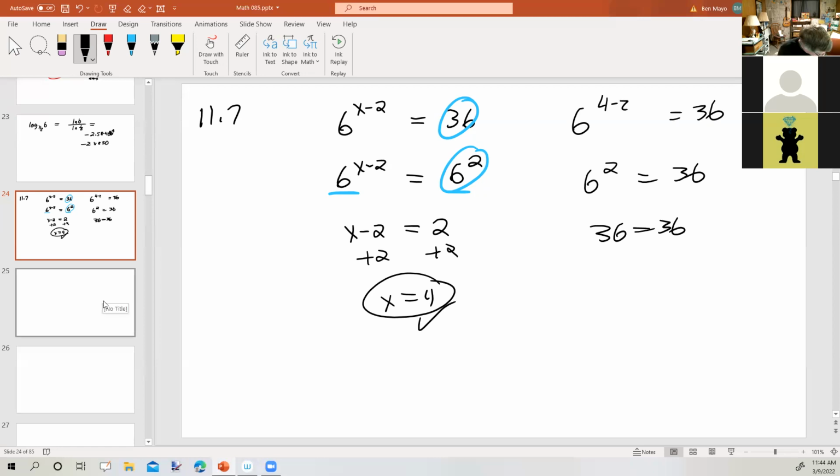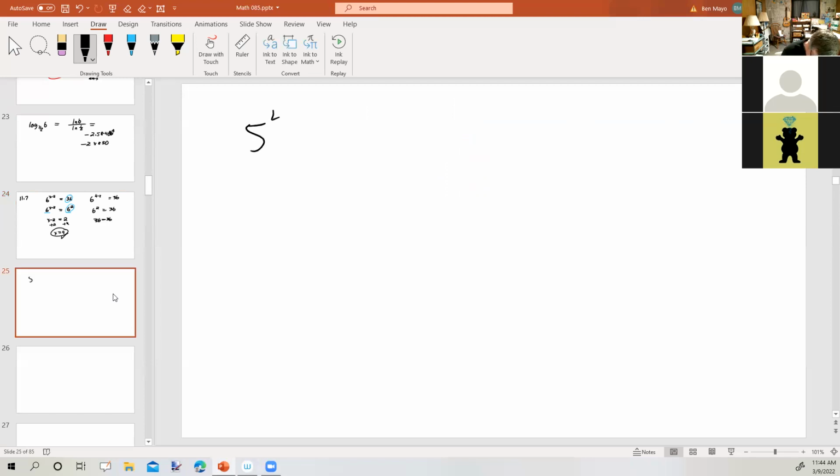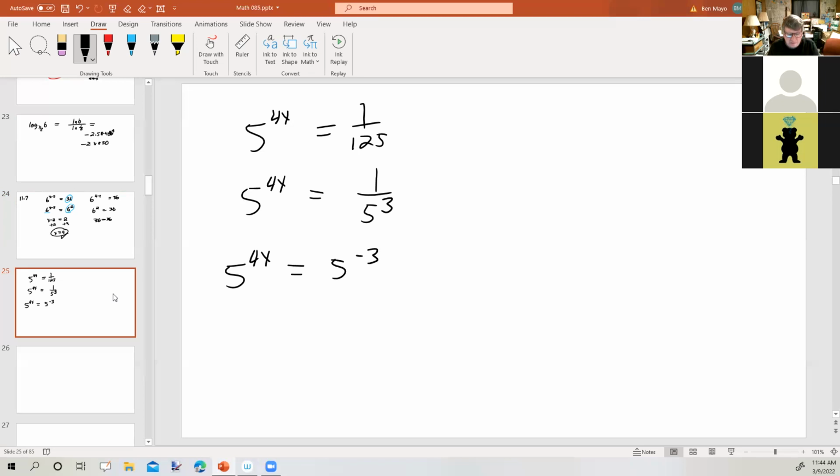Okay, let's take a look at another example. 5 to the 4x power equals 1 over 125. Well, I can take 125 and write it as 5 cubed. I can take 1 over 5 cubed and write it as 5 to the negative 3 power up on top. So now I have 5 to a power equals 5 to another power. So the powers are equal because the bases are equal. Solving for x, I get x equals negative 3/4.